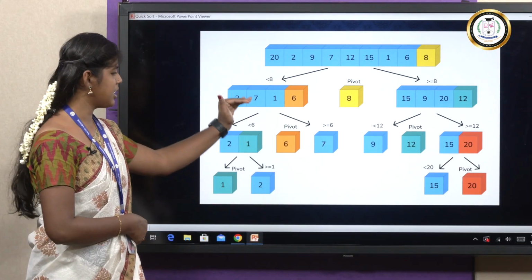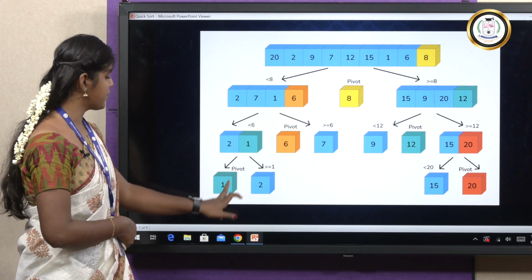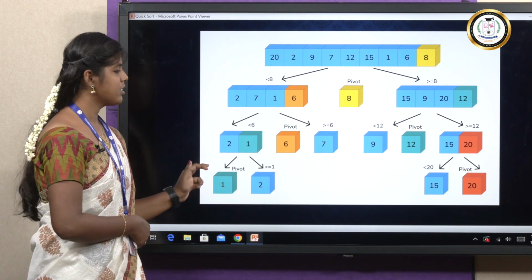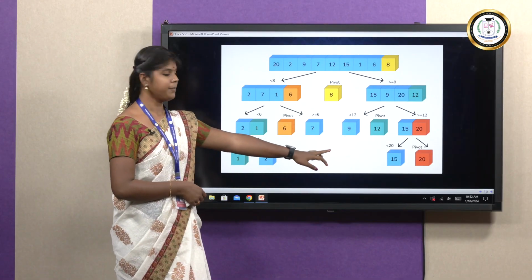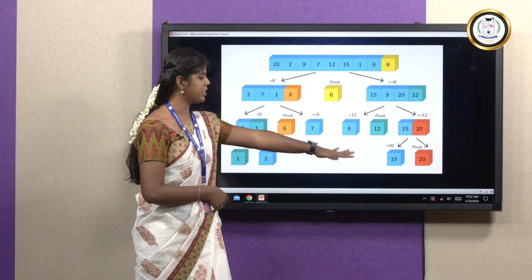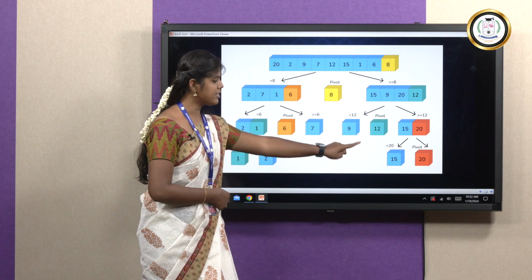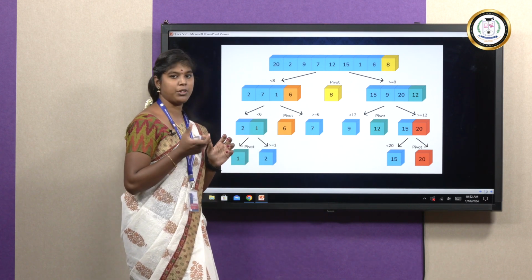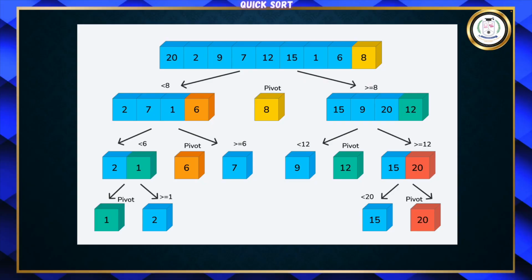So this side will be sorted, right? See, the values are 1, 2 and 6 and 7 and 8. Up to the 8 will be over. The same way for that side, I'll be having 9, 12 and 15 and 20. In 15 and 20, see, the 20 is my pivot element, and I don't need any swapping at all, because 15 is less than 20. So as it is, it will be there. So 9, 12 and 15 and 20. So this is the next step.